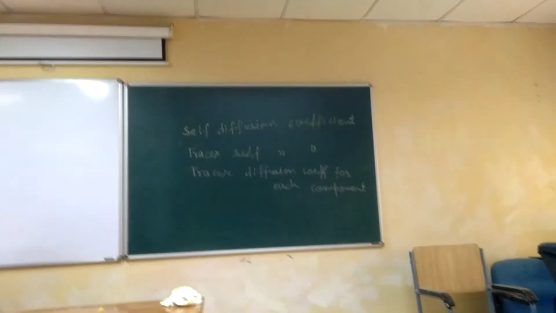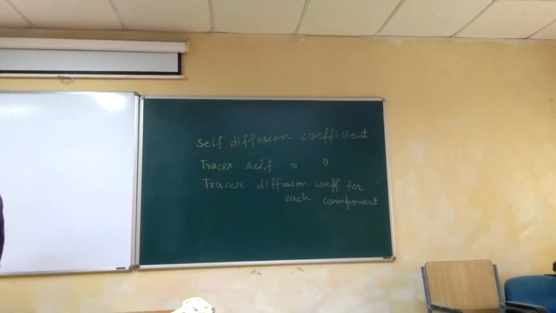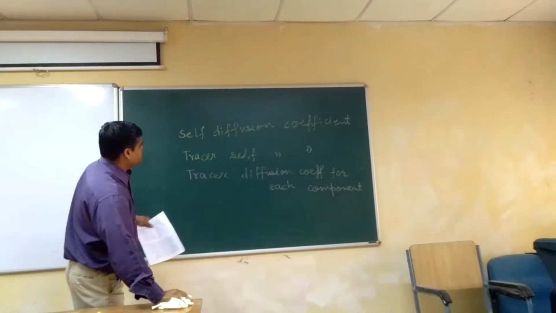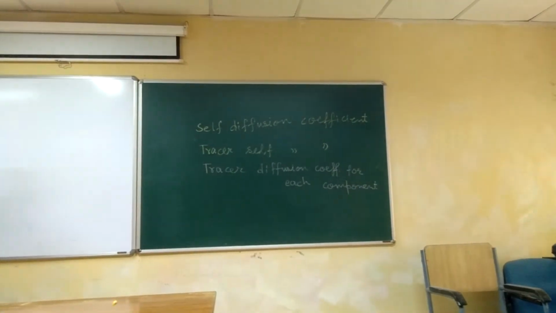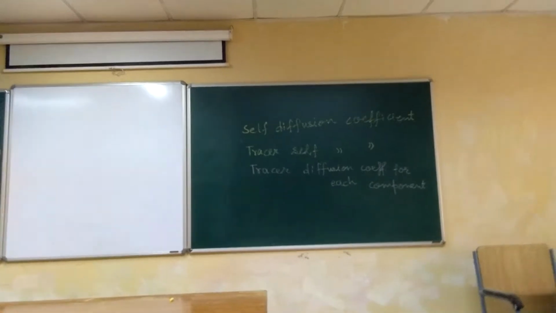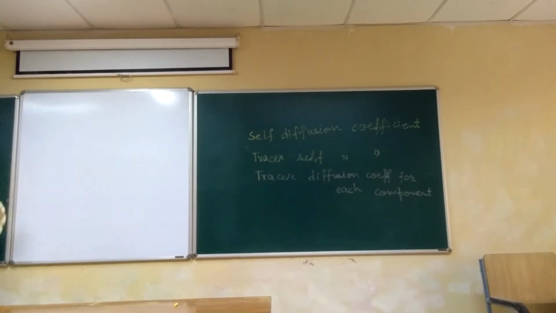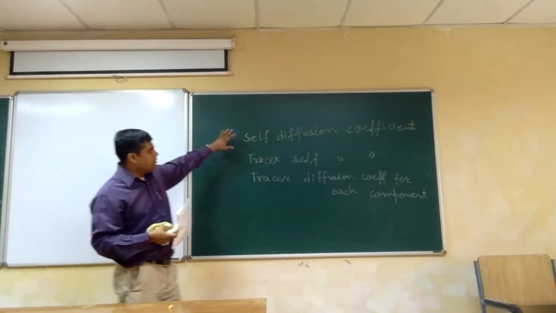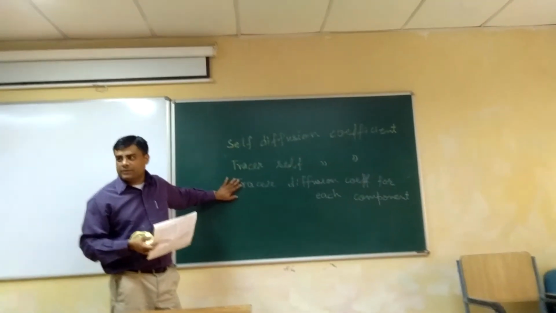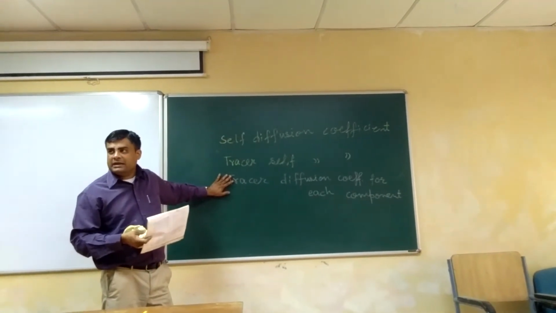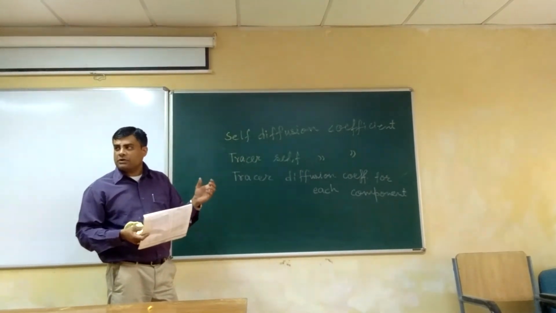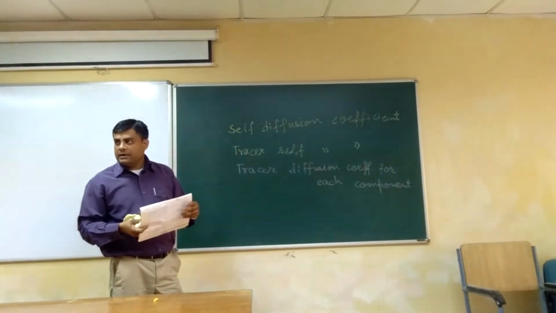So diffusion in alloys, those are self diffusion coefficients either in a pure metal or a homogeneous alloy. Those are called either self diffusion coefficient, tracer self diffusion coefficient, or just tracer diffusion coefficient. If it is an alloy, then it is the tracer diffusion coefficient for each component, or tracer self diffusion coefficient for each component.